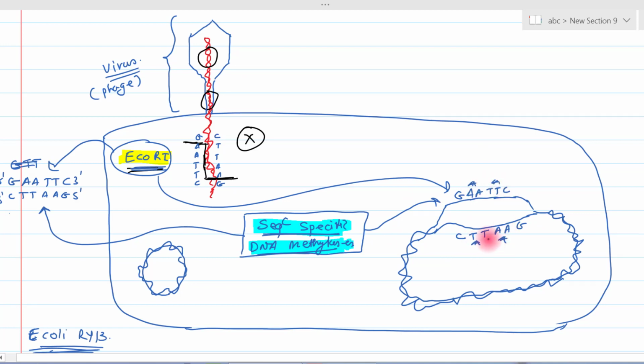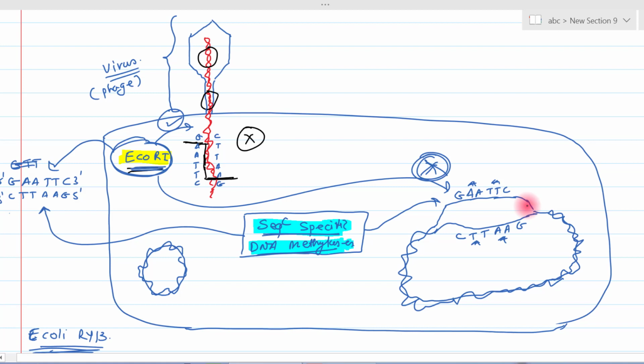Now once the nucleotides are methylated, this EcoR1 cannot break down that methylated restriction site. So its own DNA is saved, whereas the foreign DNA which is coming is unmethylated. Why is it unmethylated? Because this DNA has still not come into contact with this sequence specific DNA methylase. So EcoR1 will act only on this, whereas it will not act on its own DNA sequence.